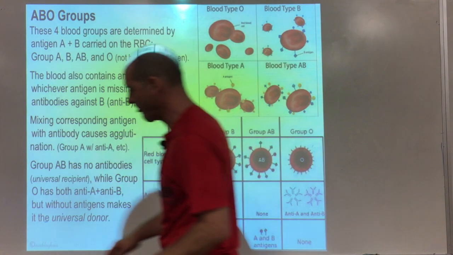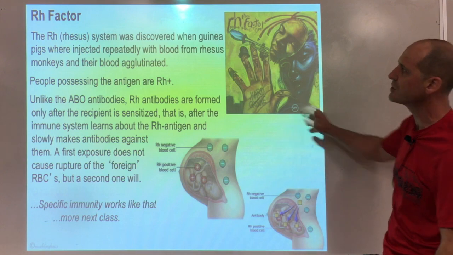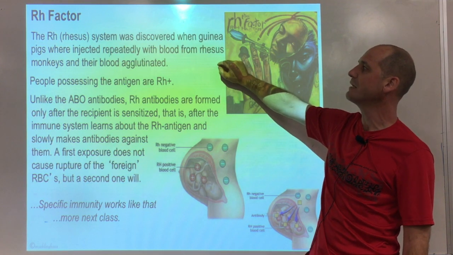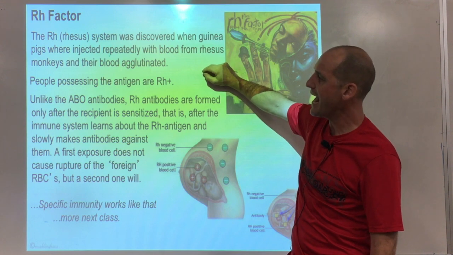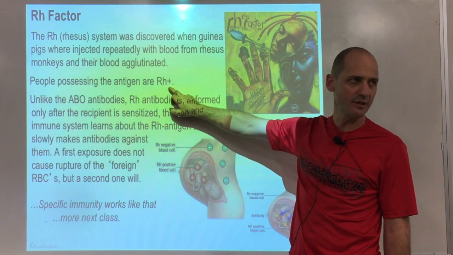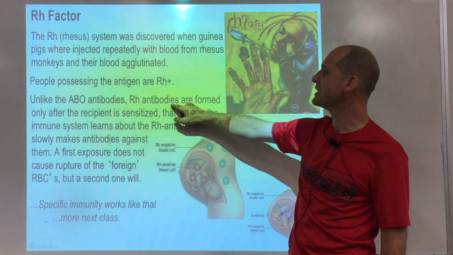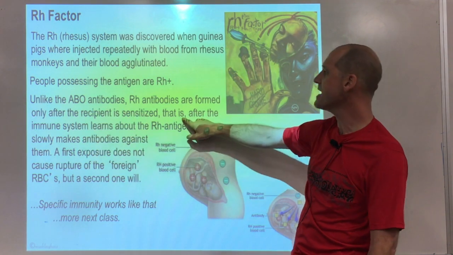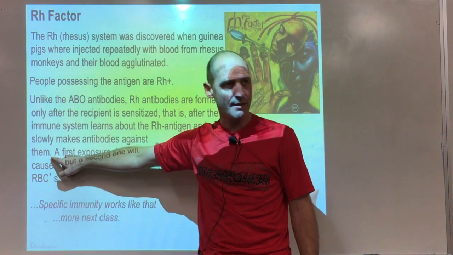Yeah, let's go with the RH. RH stands for rhesus monkey. It was discovered when guinea pigs were injected repeatedly with blood from rhesus monkeys and their blood coagulated, or agglutinated. So people that have the RH antigen are known as RH positive. But unlike the ABO system, RH antibodies are formed only after the recipient is sensitized. That is, after the immune system has learned about the RH antigen and slowly makes antibodies against it.